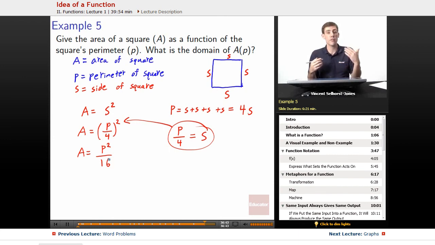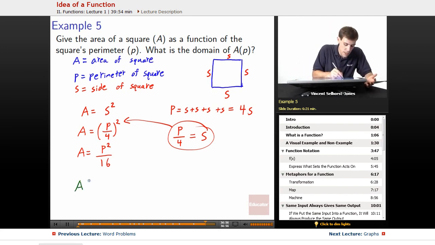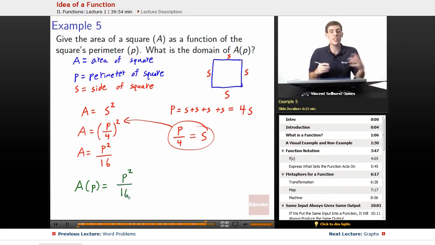depends on what we plug in for perimeter, right? Area will vary as we put in different things. So we can think of it as a function acting on perimeter. We plug in a number for perimeter and it spits out what the area has to be. So we can just rewrite this as area is a function of perimeter, where it's equal to the perimeter squared over 16. It's just a different way of thinking about it.